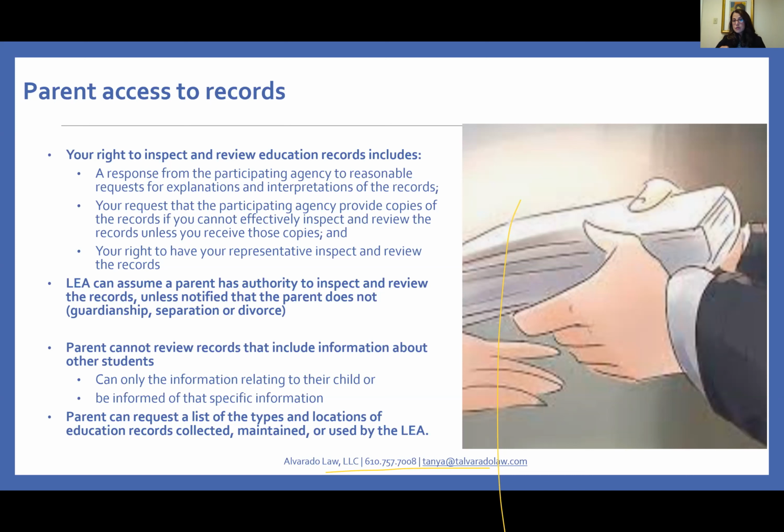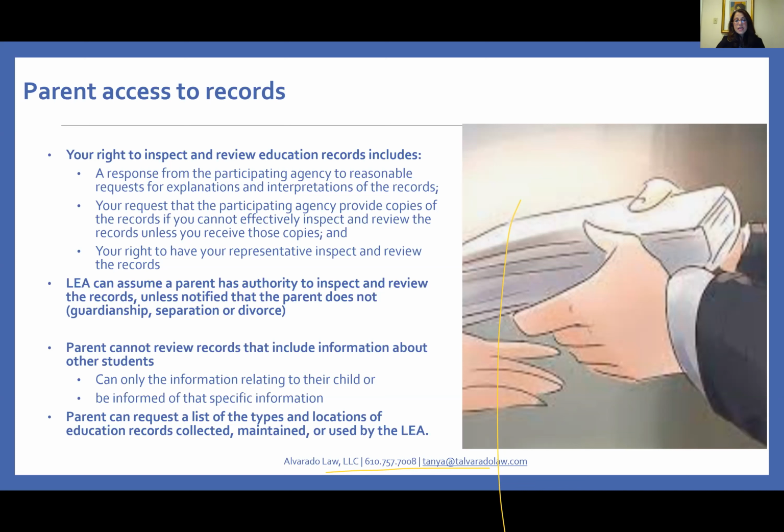If the records include information about other students, that's a violation of the other students' rights. Either those students' names have to be redacted, or the district is still required to give you the information about your child. So they have to work around that. They can't say, oh, sorry, we can't give you those records because there's another student's name on it. That's not a good excuse. They need to work around that.